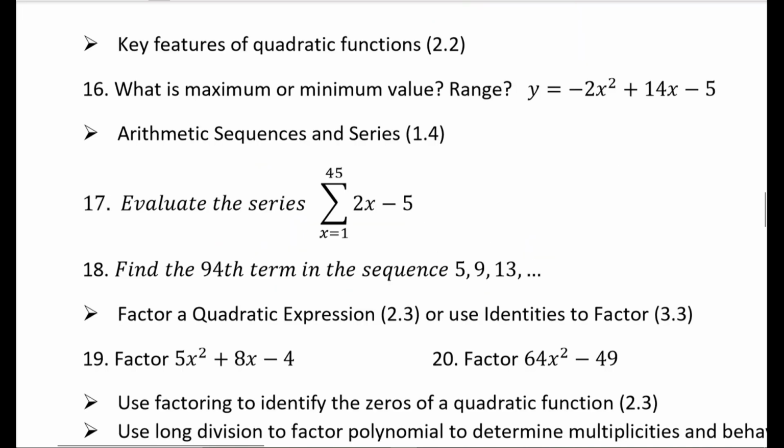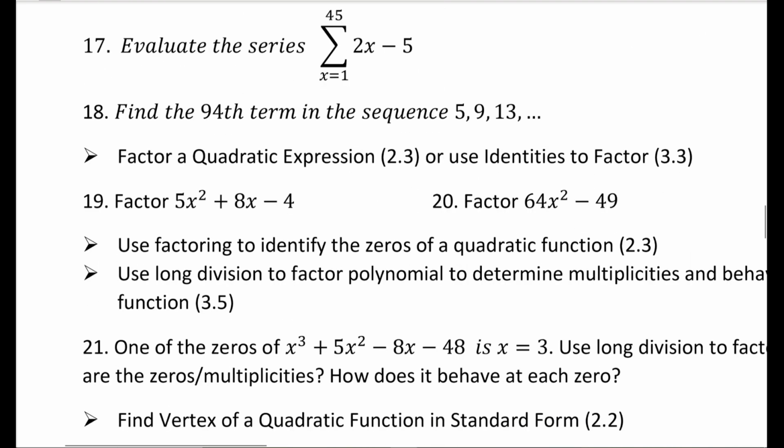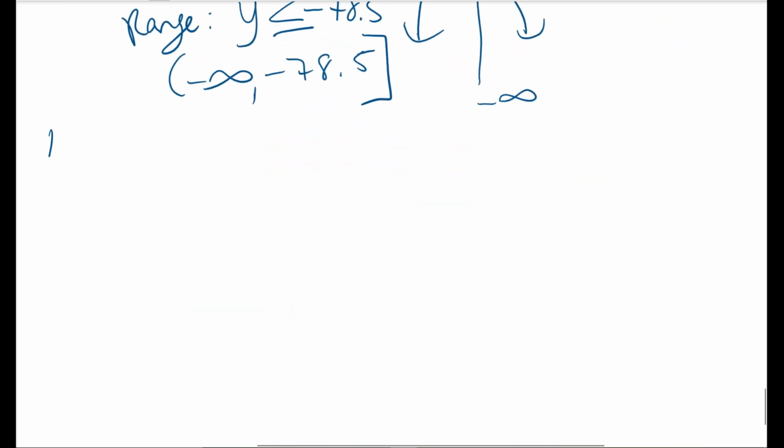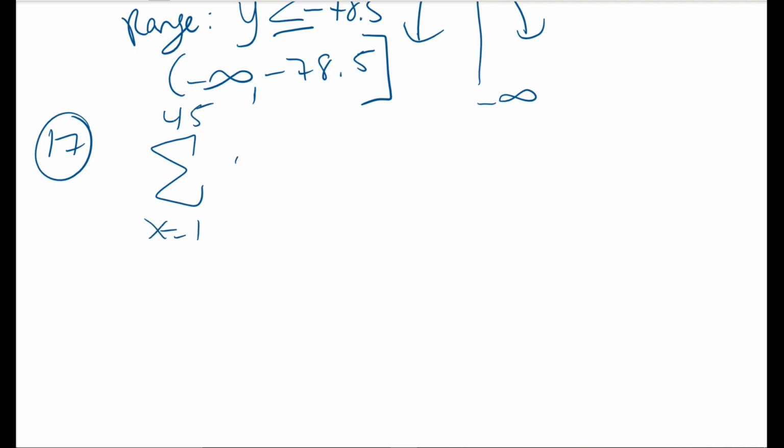All right, so let's go to the next problem. So we're looking at here, evaluate the series from 1 to 45 of 2x minus 5. All right, so we're gonna have to review series real quick. We haven't done that in a while. Okay, so we want to do the sum from x is 1 to 45 of 2x minus 5.